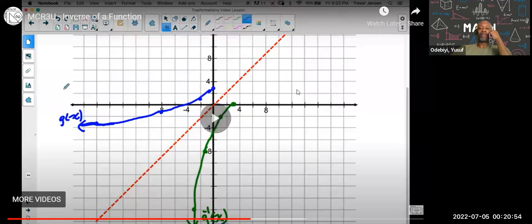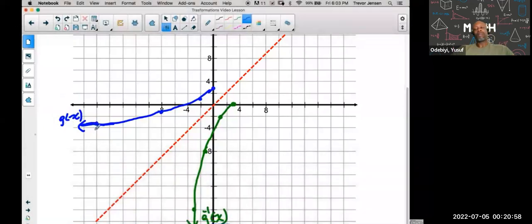Okay. Find the key points for g at x by doing the transformations necessary. Swap all the x's and y's with each other, and we get the graph of the inverse of g at x. Make sure you label them both properly.